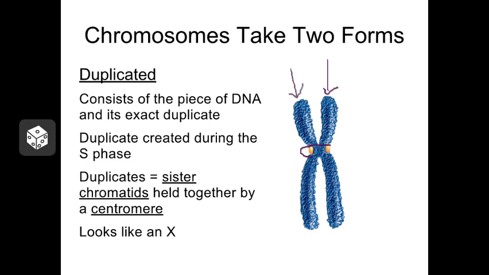And these identical twins are held together with a little protein clip called a centromere. Because these guys are identical twins, we call each half of this X-shaped chromosome a sister chromatid.